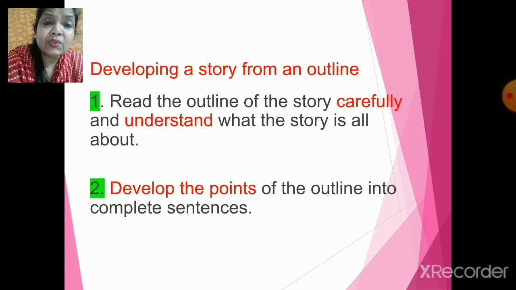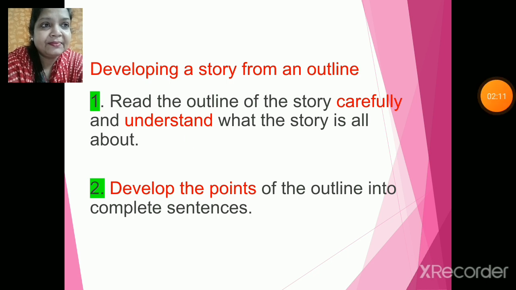Now, the second point is you have to develop the points of the outline into complete sentences. All right. Now, your teacher will be giving you some points or the outline or short phrases, but you have to make a complete sentence in your mind, and you can check how you can develop these points, and then you can create your own sentences in your mind.